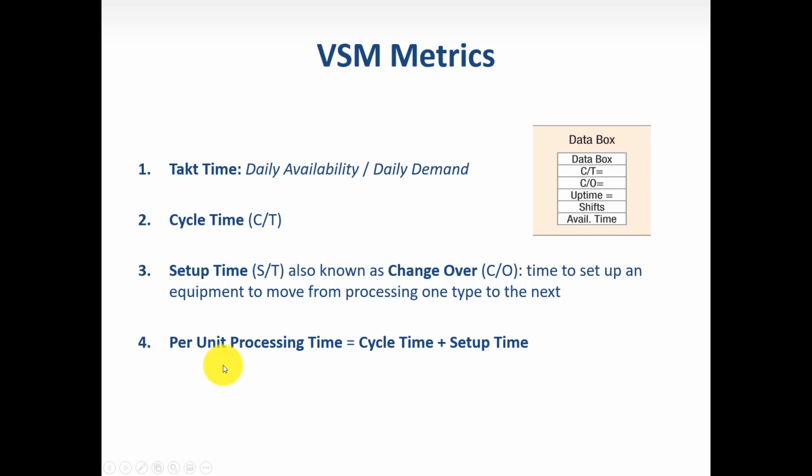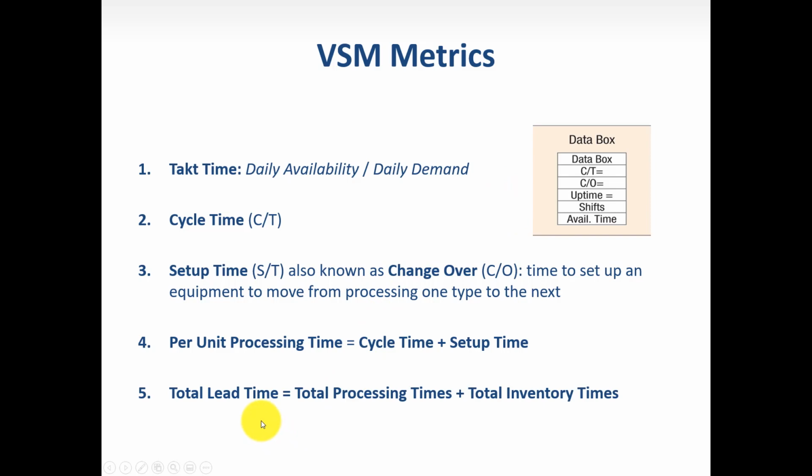We can calculate per unit processing time, because if we already know the cycle time for a particular workstation, and we also know the setup time to produce a batch, a collective number of units, we can calculate the equivalent per unit at the cycle time, and then we can get the complete processing time per unit, as how long it will take a unit to be processed.